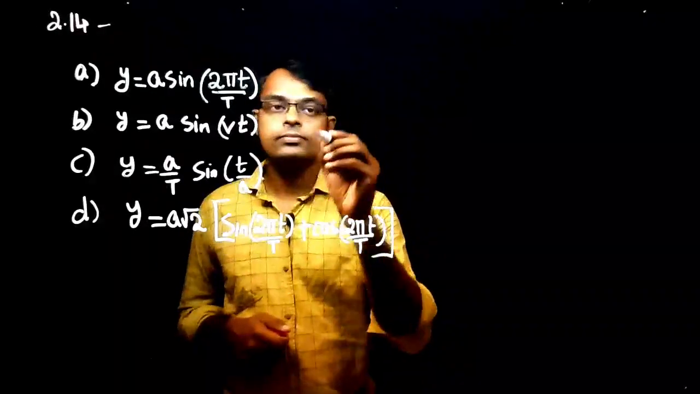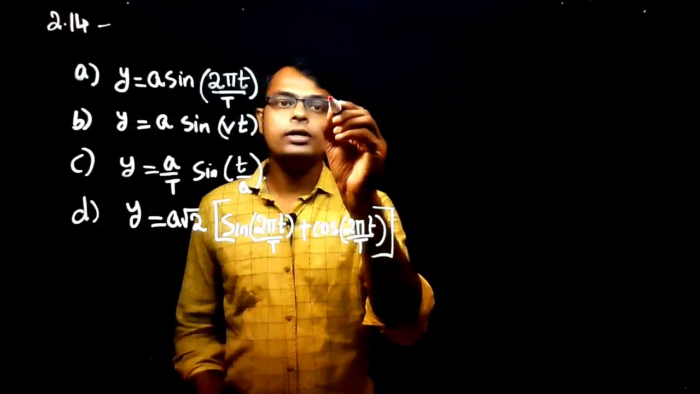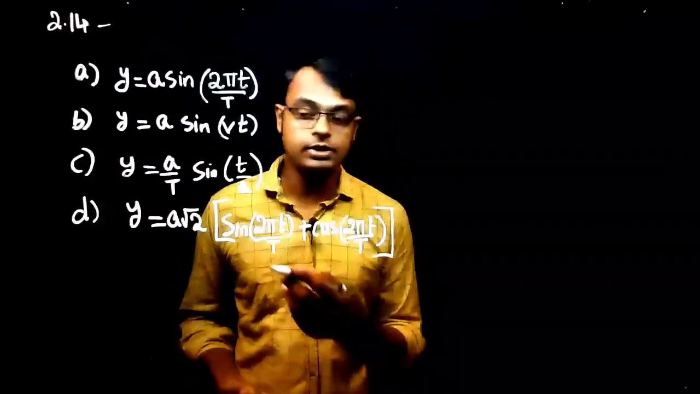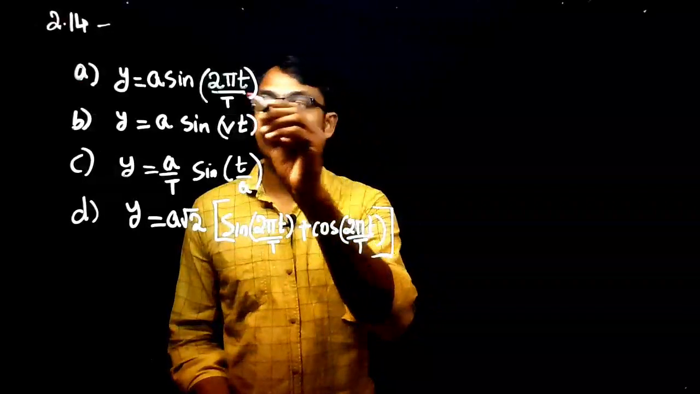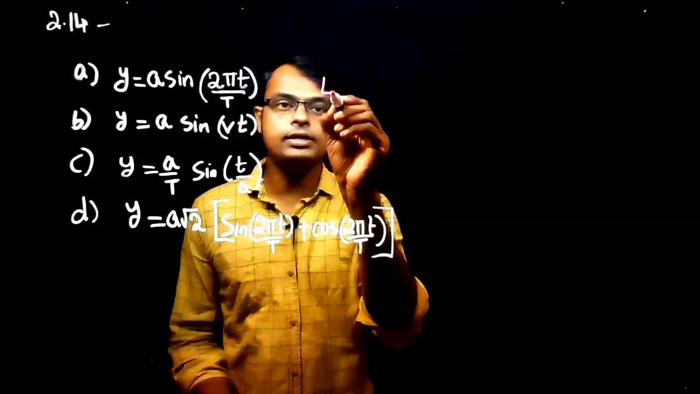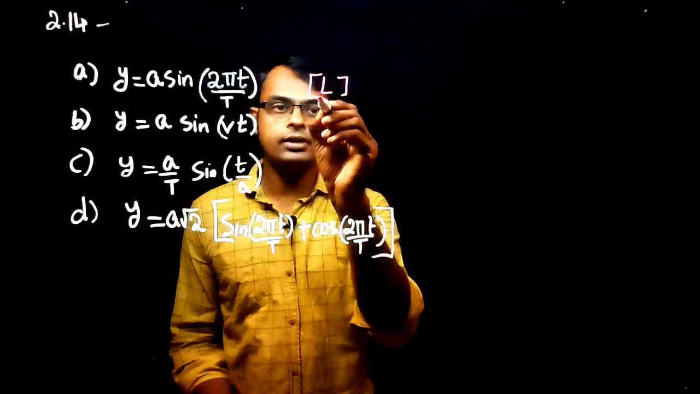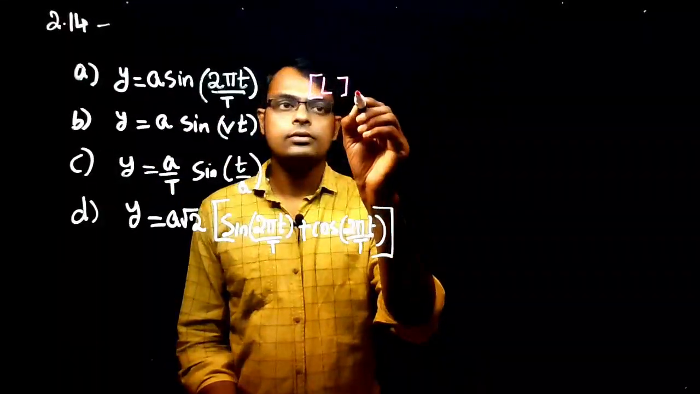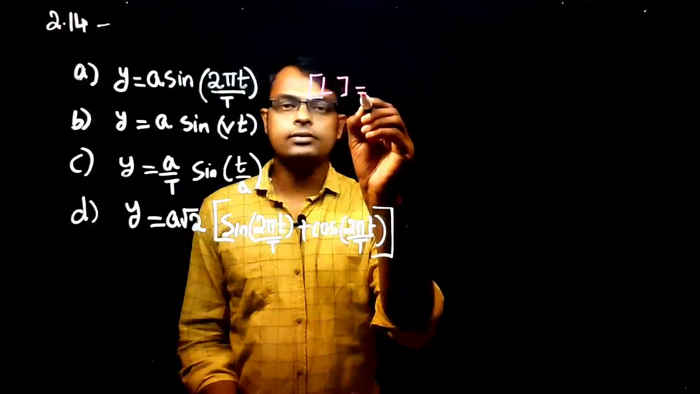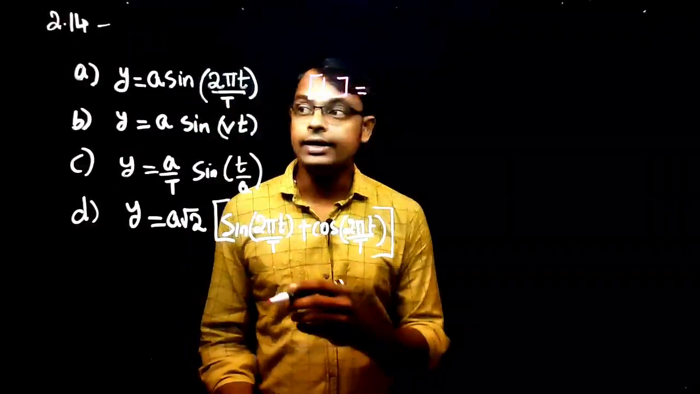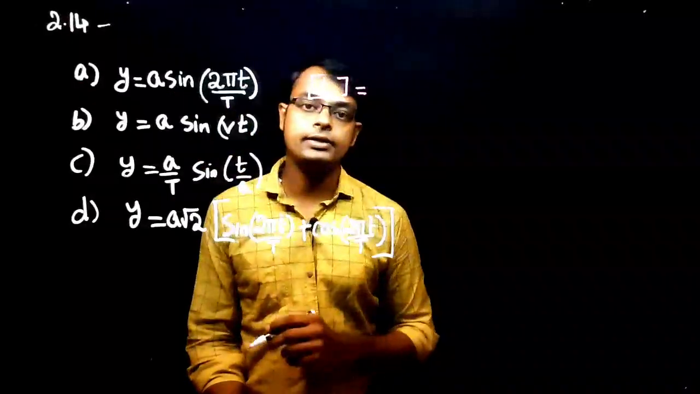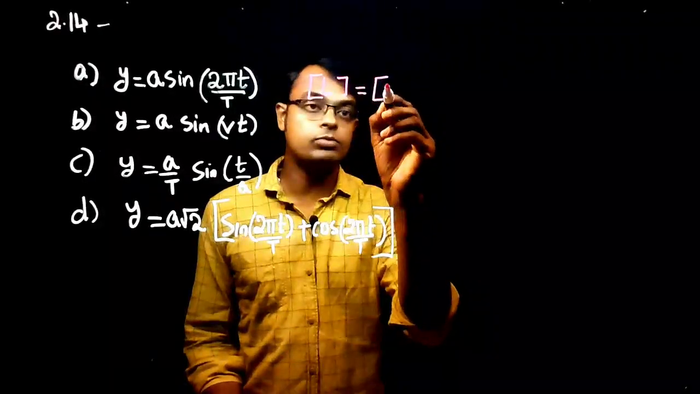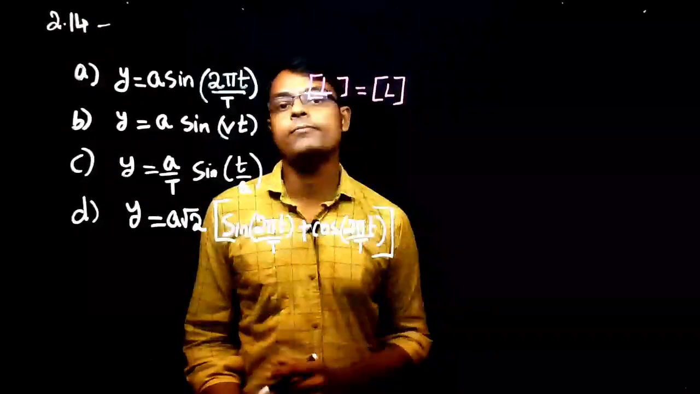If you do the first one, the A, what is the dimensions on LHS? No doubt y is called displacement. It is given that y is a displacement. So the dimensional formula on the left hand side is L. So I can write here in square bracket, talking about the first one. Now right hand side: A sine 2 pi t by T. A is the maximum displacement, so that is also displacement, so we can write the dimension as L.